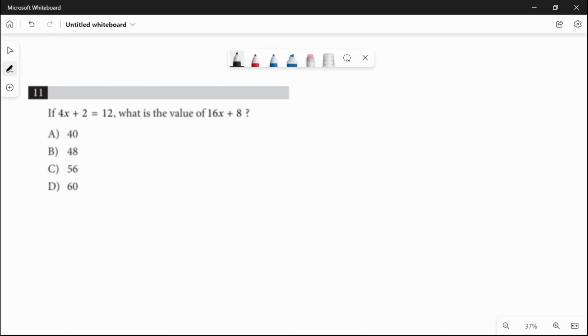Question number 11. If 4x plus 2 is equal to 12, what is the value of 16x plus 8? You should notice that this expression is a multiple of 4 of that one. If you multiply 4x by 4, you will get 16x, and if you multiply 2 by 4, you will get 8. Now, if we multiply 12 by 4, we will get 48. So 48 is the answer for this question.